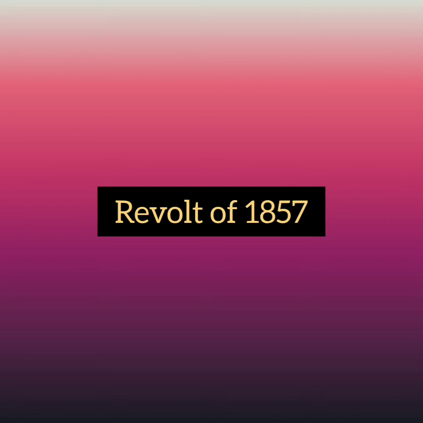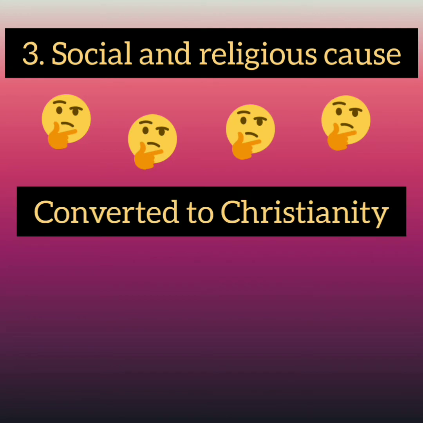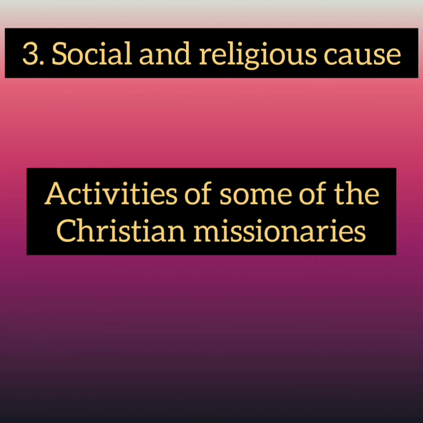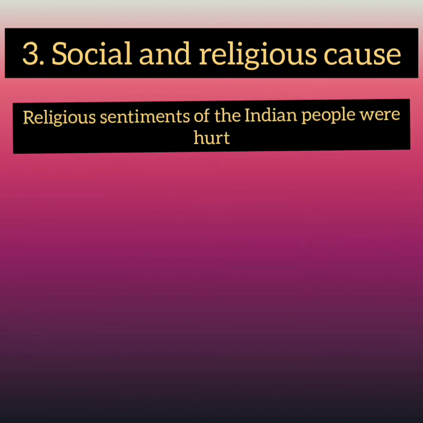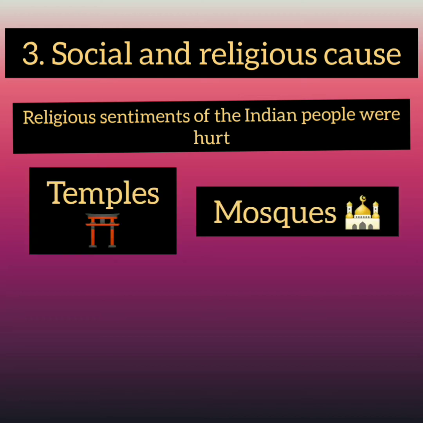The next is social and religious causes. Indians had a suspicion that they would be converted to Christianity due to the activities of some of the Christian missionaries. The religious sentiment of the people was further hurt when a tax was imposed on properties held by temples and mosques. So the people were hurt when the British started collecting tax on properties which were held by temples and mosques.